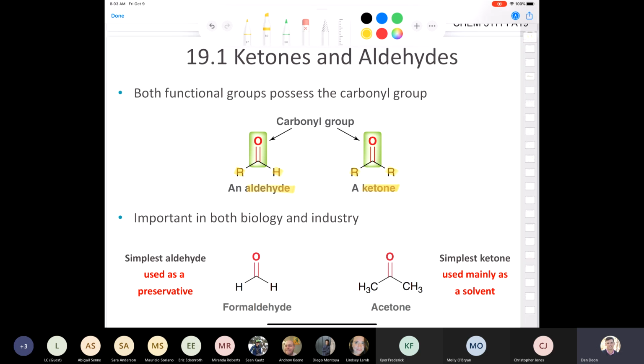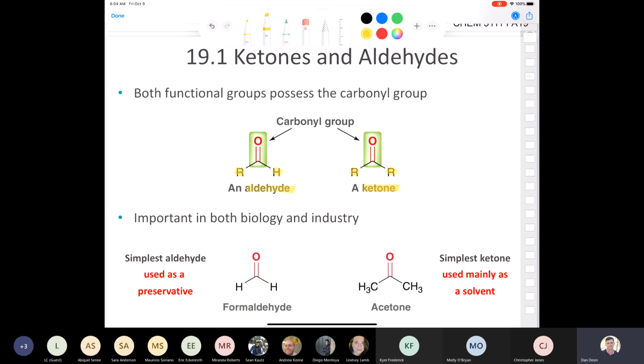The simplest aldehydes and ketones are shown down here. Formaldehyde, you're probably aware that formaldehyde is used as a preservative, and acetone is in fact mostly used as a solvent. In fact, it's found in nail polish remover. Acetone is also really good for washing glassware. I know we don't do that in the lab at UCCS, but oftentimes when you have compounds that are insoluble and maybe stuck to your glassware, acetone works really well for washing glassware.